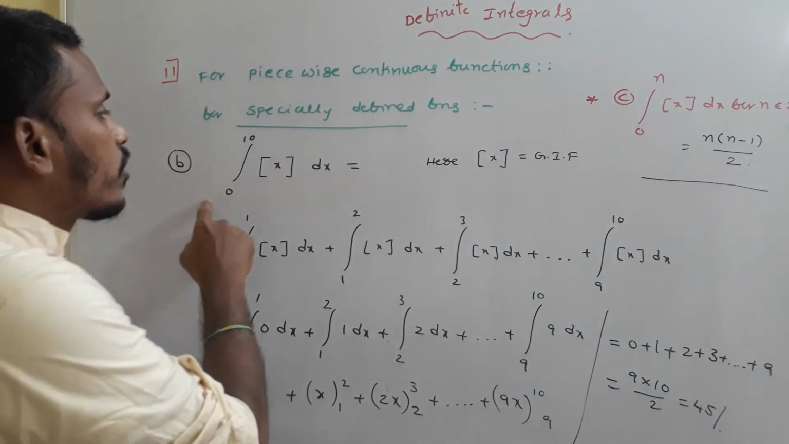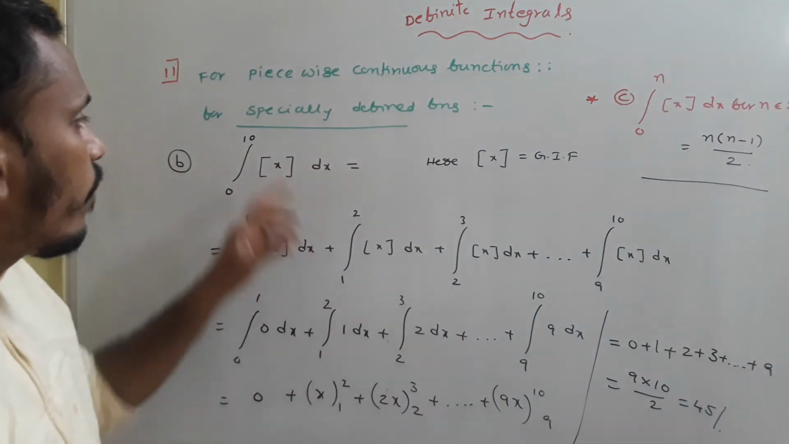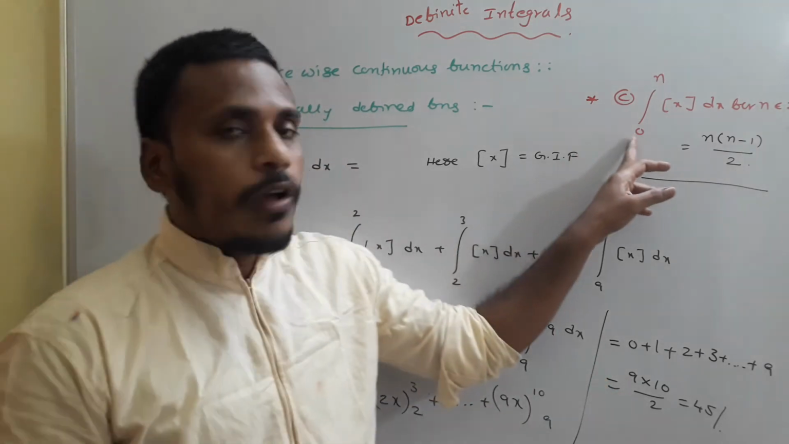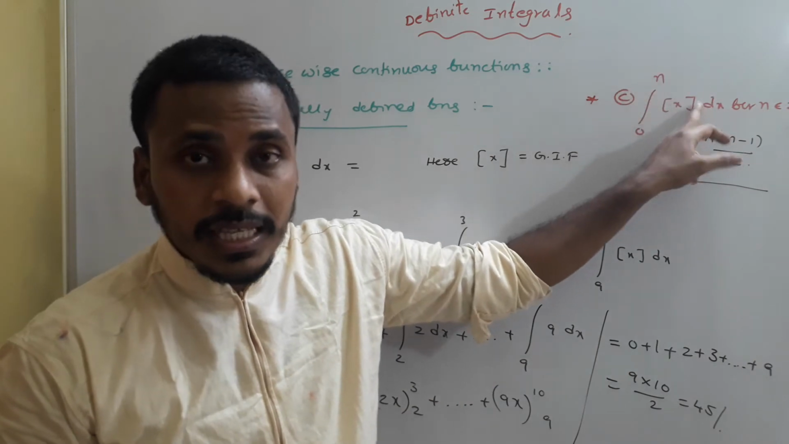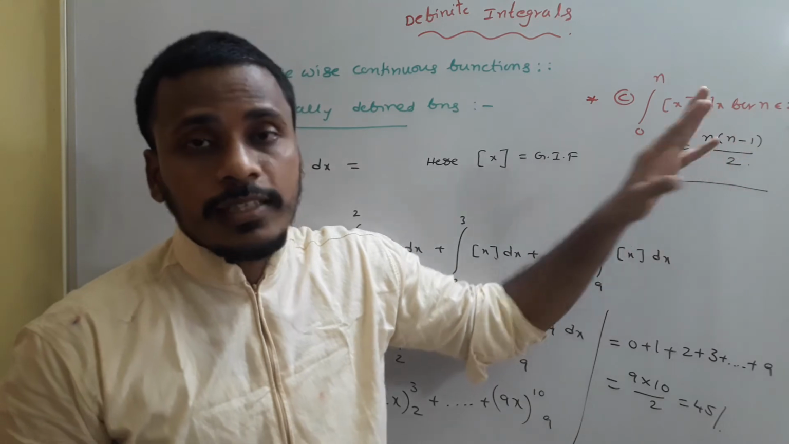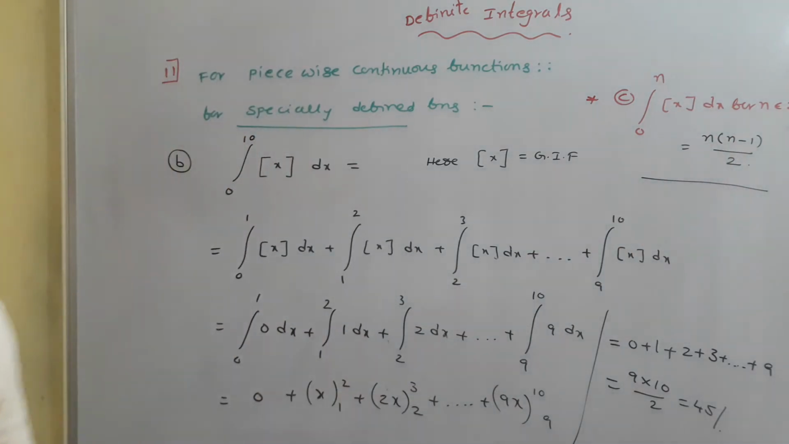Since it was integral 0 to 10 step x dx, at the end we had 10 into 9 by 2. In the same way, if you have integral 0 to n step x dx, then your answer is n into n minus 1 by 2. That's the problem.